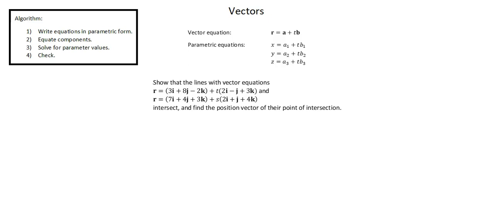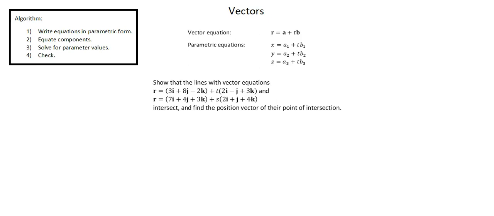The second possible relationship is skew lines. Skew lines are neither parallel nor intersecting. And the third possible relationship is intersecting lines. The algorithm we'll use for this example is the process we use to determine whether lines are skew or intersecting.